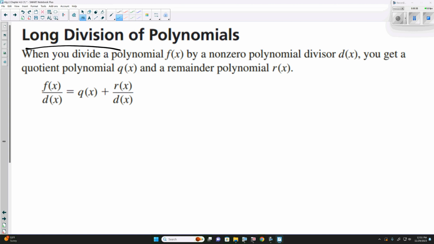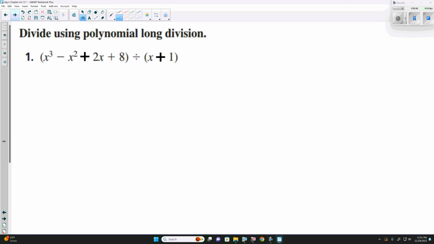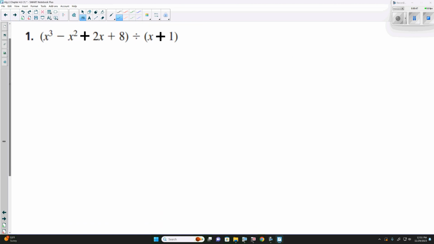When you divide a polynomial function f of x by a non-zero divisor d of x, you get the quotient q of x plus the remainder. Now when we divide polynomial functions, it's similar to dividing using long division with numbers.